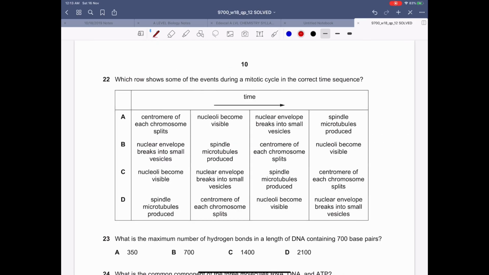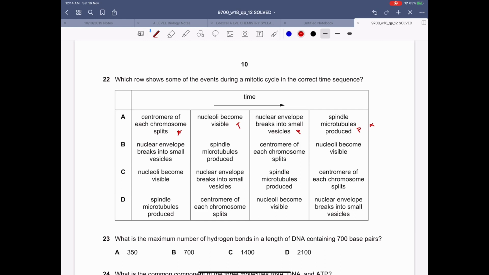Next question, question number 22. Which row shows some of the events during mitotic cell cycle in the correct time sequence? Centromeres of each chromosome splits. So this is anaphase. I would refer to as A. Nucleoli becomes visible. This is telophase. Nuclear envelope breaks down, prophase. Spindle microtubules are produced, prophase. So this is anaphase, telophase, prophase. Now it doesn't look like a correct time sequence.